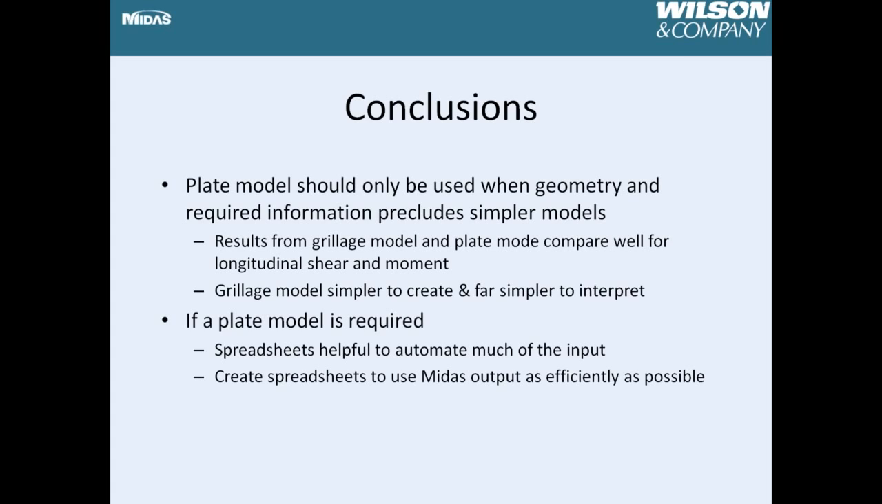So a couple conclusions. The plate model, in my opinion, should only really be used when the geometry and required information precludes the use of simpler models. The results from the Grillage model and plate model did compare well for longitudinal shear and moment. But again, we did need more information than that. We were looking at the move condition, which required a little more of a detailed model. And we were interested in accurately obtaining the bearing reactions along with the diaphragm forces.